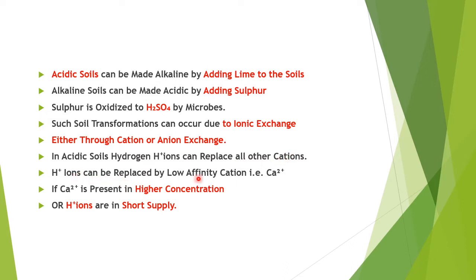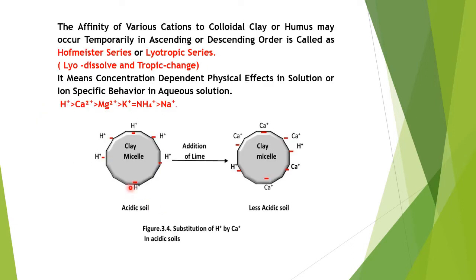Protons can be replaced by low affinity cations like calcium also, if calcium is present in higher concentration, or protons are in short supply. So we have a condition here that if we have a soil, this is the clay part of the soil, clay micelle, where you have the hydrogen on its ends, which are attached because of the negative charges on the clay aluminum silicates of the soil. So the soil becomes acidic.